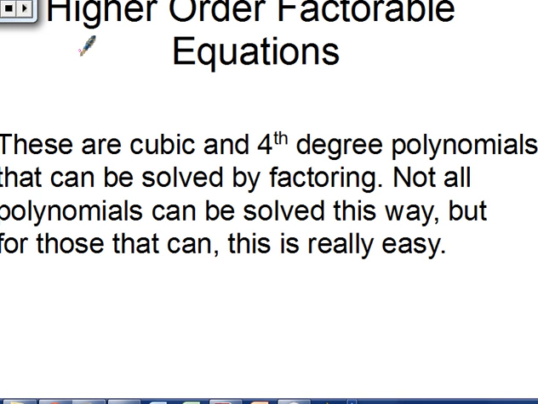Okay, so today in college algebra we are solving some higher order equations that just so happen to be factorable. These are all going to be cubic and fourth degree polynomials. And like it says, not all of them can be solved this way, but when they can, it's really easy. These techniques you've learned before, including solving by square rooting once we get some squares and such. So it really makes good sense. It's a good application of just about everything we've learned so far about factorable polynomials and quadratics.